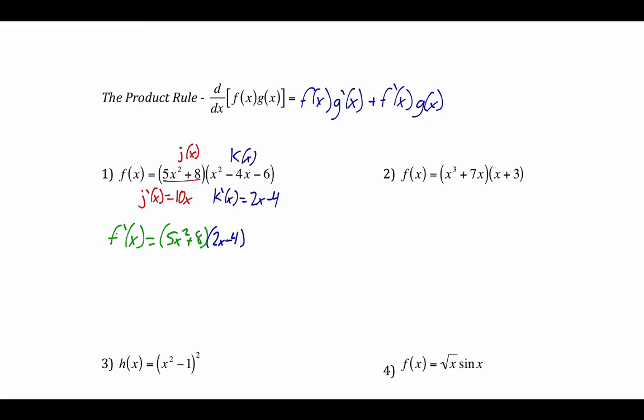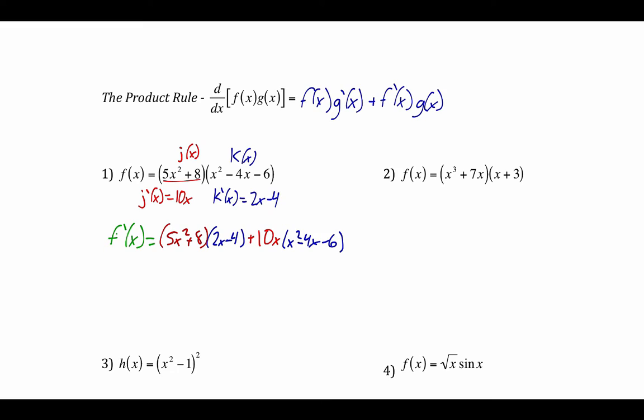Then for the second group, we're going to take the derivative of the first one, so it's just 10x, and multiply that by the whole original k of x, the original second group, which was x squared minus 4x minus 6. I just noticed I kind of failed on my color coding for a second, so let me change something here. I'm just going to change the color of that first group. And for now, we're going to leave it like this. We're not going to go through and distribute.